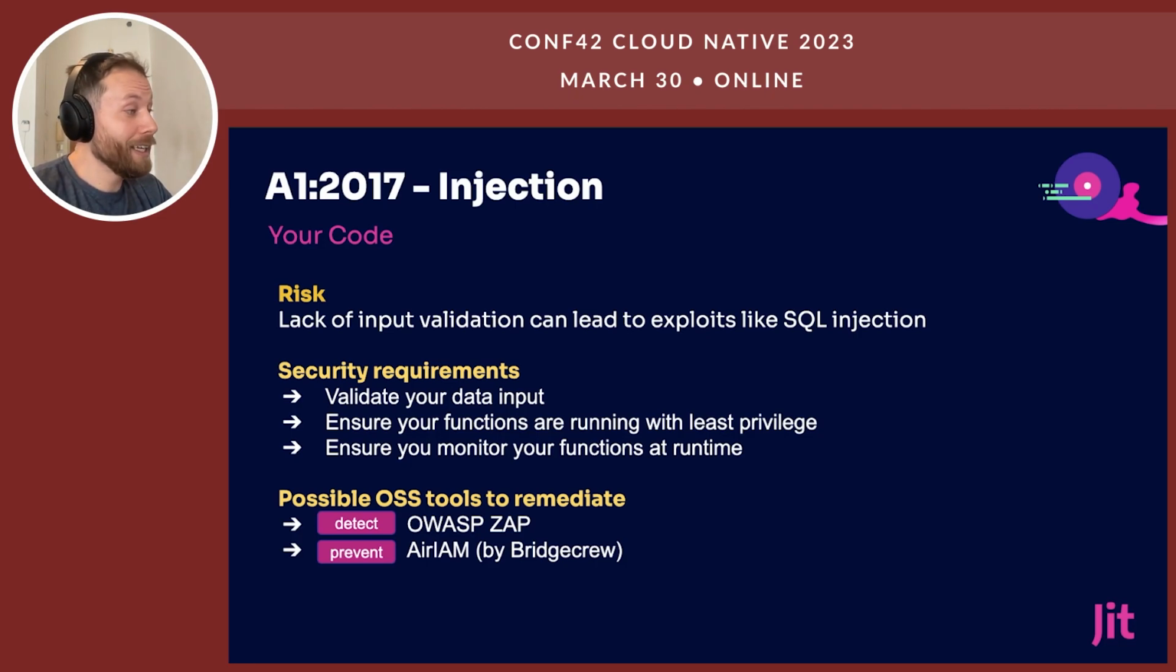So the tools that we could use here, we have two tools. One to make sure we do have input validation. If we don't, OWASP ZAP is going to find that out by trying to attack the API. The other tool we could use is to make sure that if something like that happens, we don't have too wide privilege access. So we could scan using AirIM and try to have least privilege access control everywhere in the system.